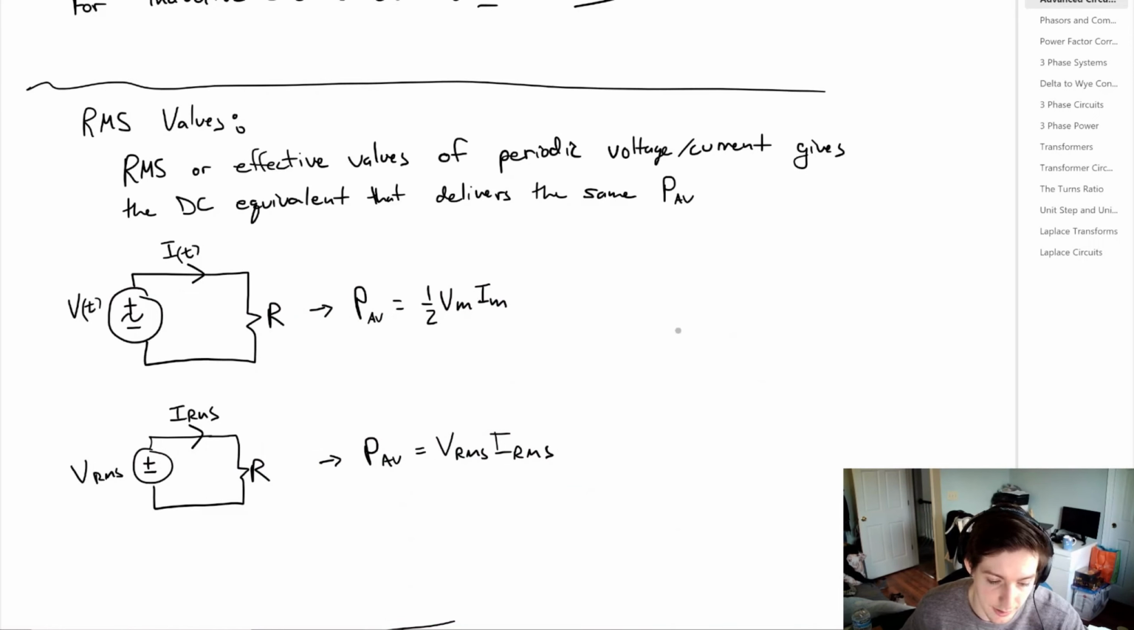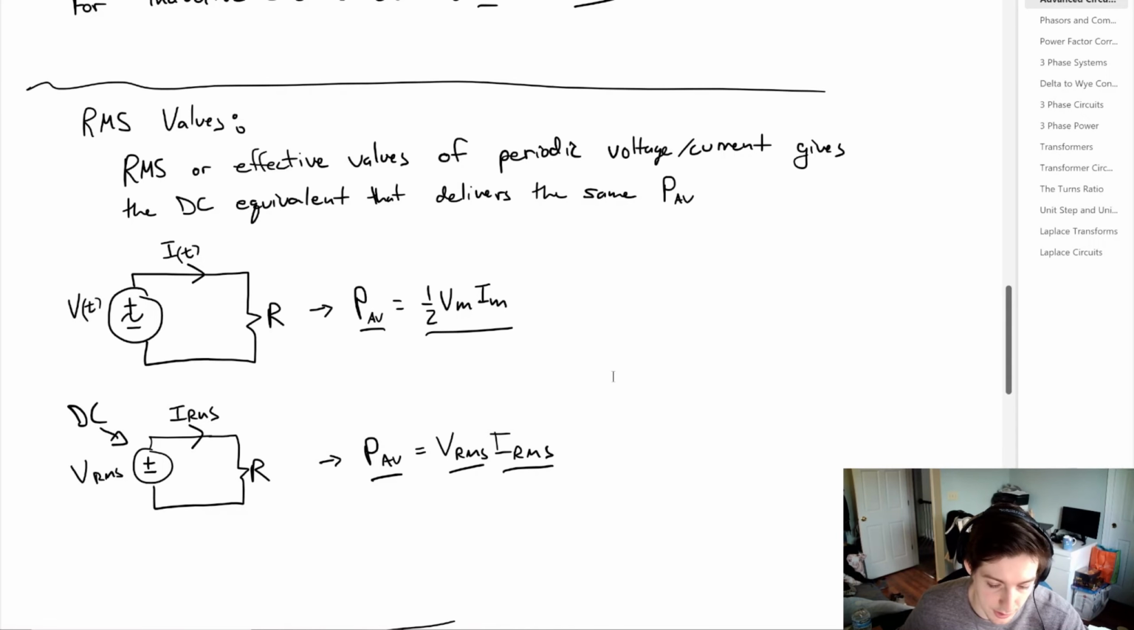Now we also have RMS values, root mean square, or effective values. For an AC circuit, it gives us the DC equivalent that delivers the same average power. In our AC circuit, we had the average power equal to this term right here from above, and we want to convert that to some DC circuit, where we have the average power equal to the RMS voltage times the RMS current.